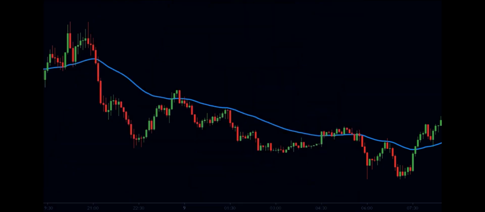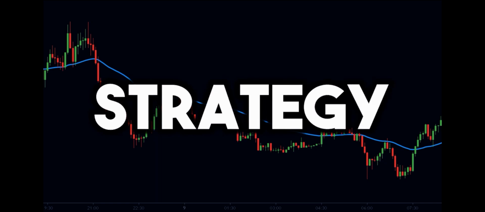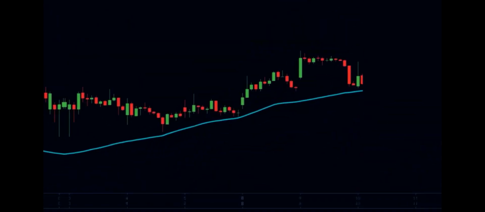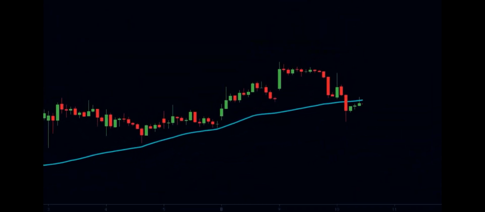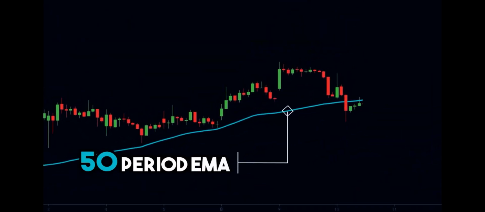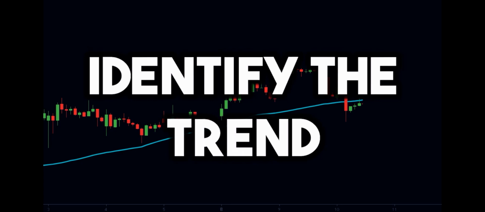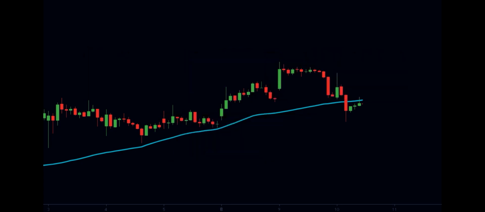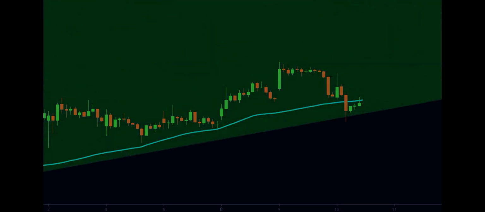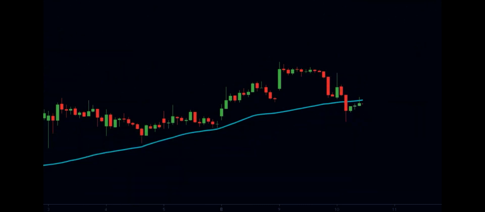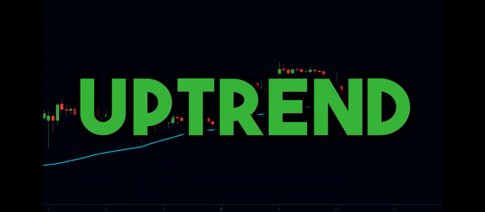Now that we have understood the basics, it's time to learn the strategy. Let us understand it with an example. Here the blue line is the 50-period moving average. Firstly, we need to analyze the moving average and identify the trend. Looking at the moving average, we can see that the price is above the moving average, and the moving average is also sloped upwards. Hence, we can conclude that the market is trending upwards.